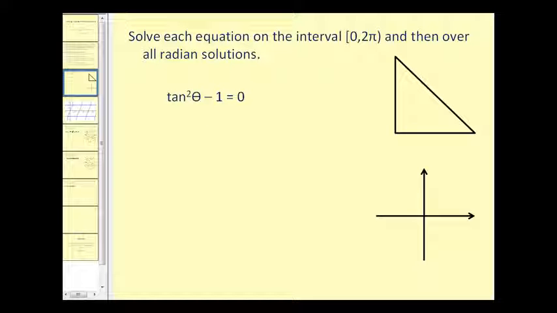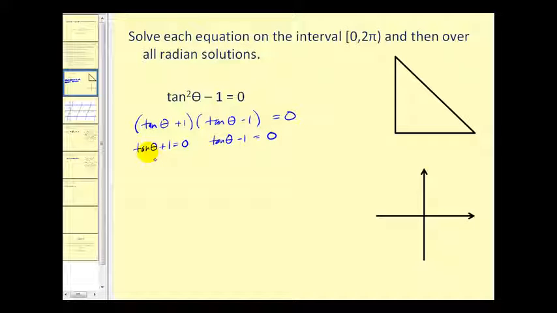So the first thing, when we look at this equation, we have to recognize this as a difference of squares. Tan squared theta is equal to tan theta times tan theta, and of course 1 is equal to 1 times 1. So we can factor this just like we do in algebra, where we have tan theta plus 1 as one factor, and tan theta minus 1 as another factor. So if we multiply these two quantities together and we obtain 0, that means either tan theta plus 1 equals 0 or tan theta minus 1 equals 0.